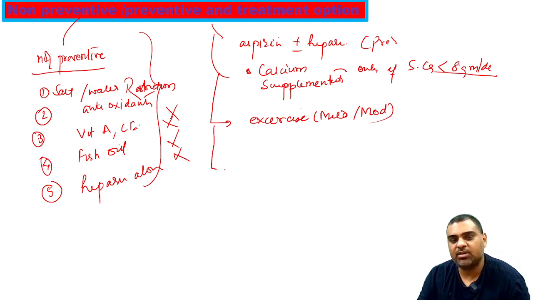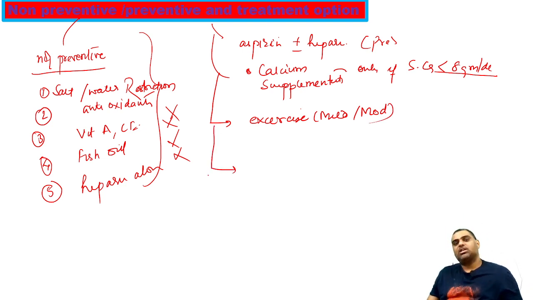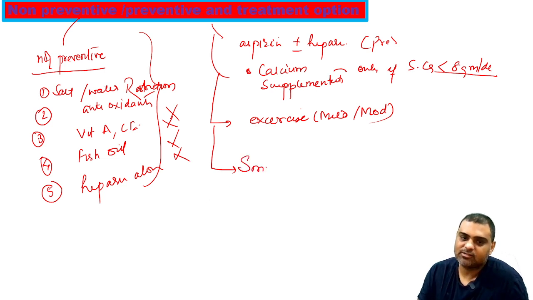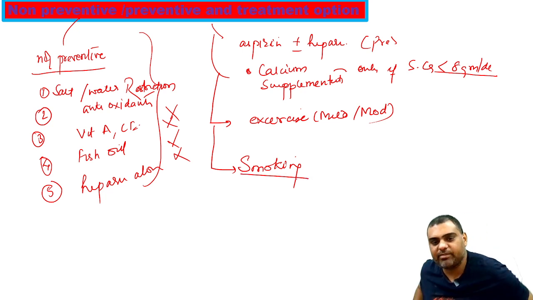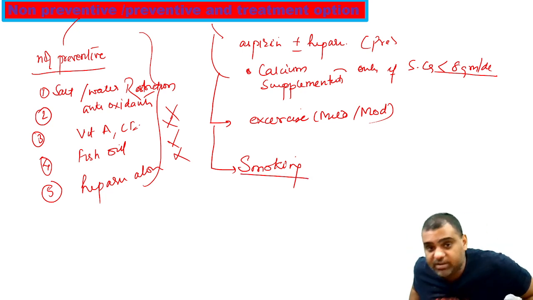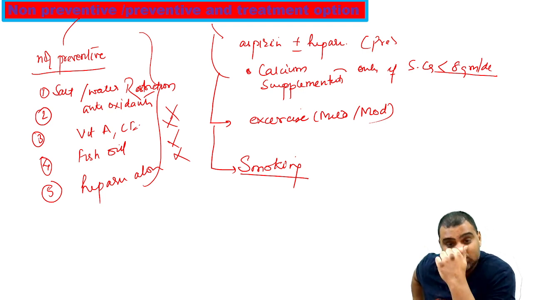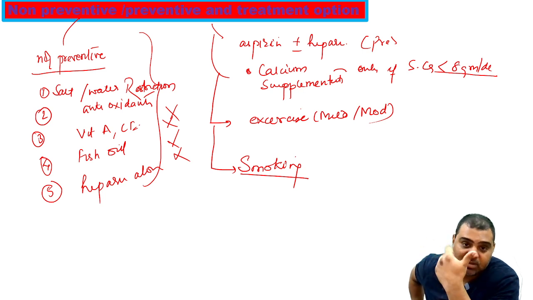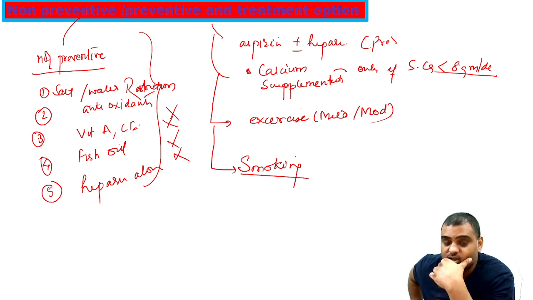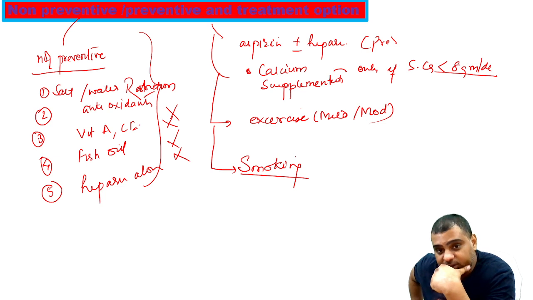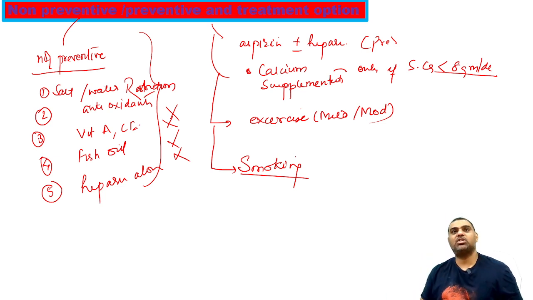Now, the fourth point, I don't want to write it, because I am writing here, but please don't tell anyone. Smoking is preventive. So if they ask in your MCQ, smoking is preventive. Smoking is preventive in Alzheimer's disease. Smoking is preventive in ulcerative colitis. Smoking is preventive in hepatocellular carcinoma. Smoking is preventive in endometrial carcinoma, endometrial hyperplasia. Smoking is preventive in preeclampsia. Okay. So in a lot of places smoking is preventive.